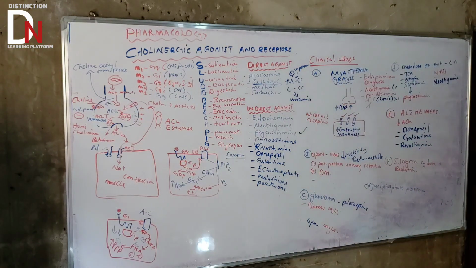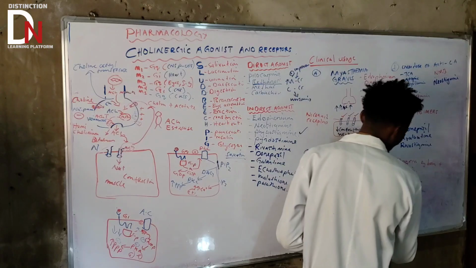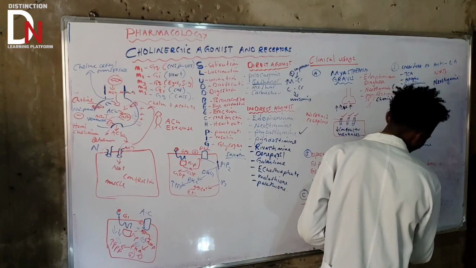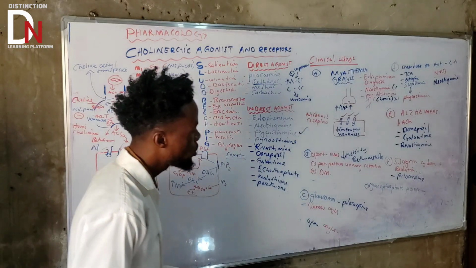So what is the drug that is going to help in Sjogren syndrome? That drug is pilocarpine. This is a very, very important drug to take note of.